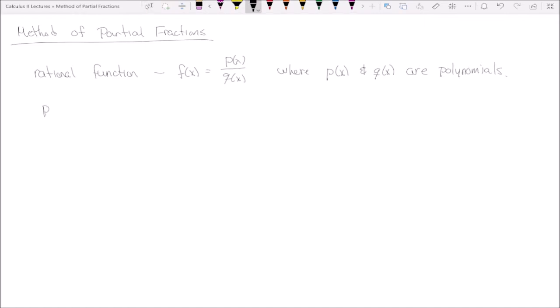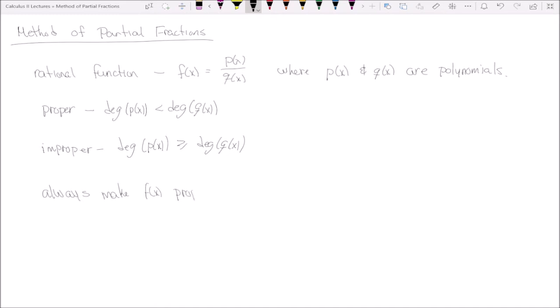Now, we call f proper if the degree of the numerator, in this case p of x, is less than the degree of the denominator. The rational function is said to be improper when the degree of the numerator is greater than or equal to the degree of the denominator. So the first thing we want to do, whenever we see a rational function, is make it proper. Then we will proceed from there.